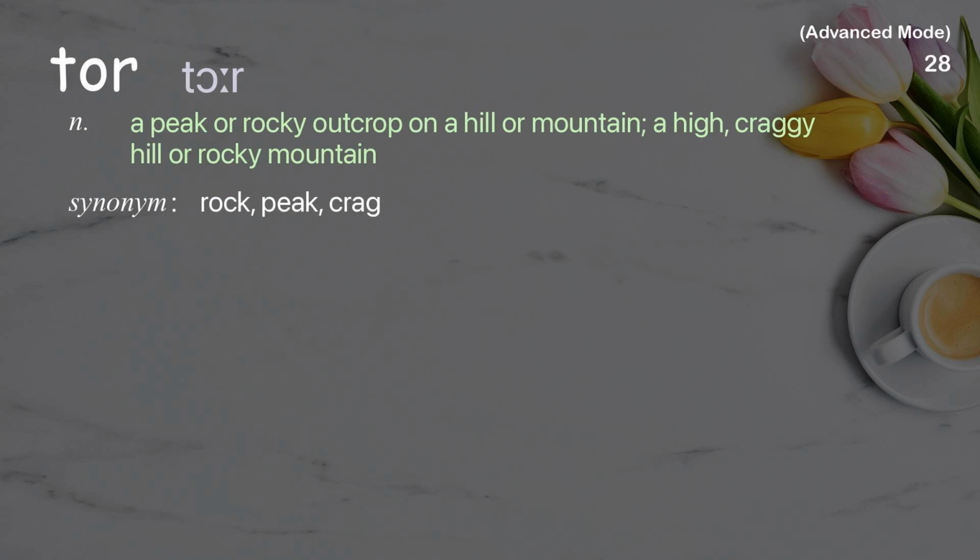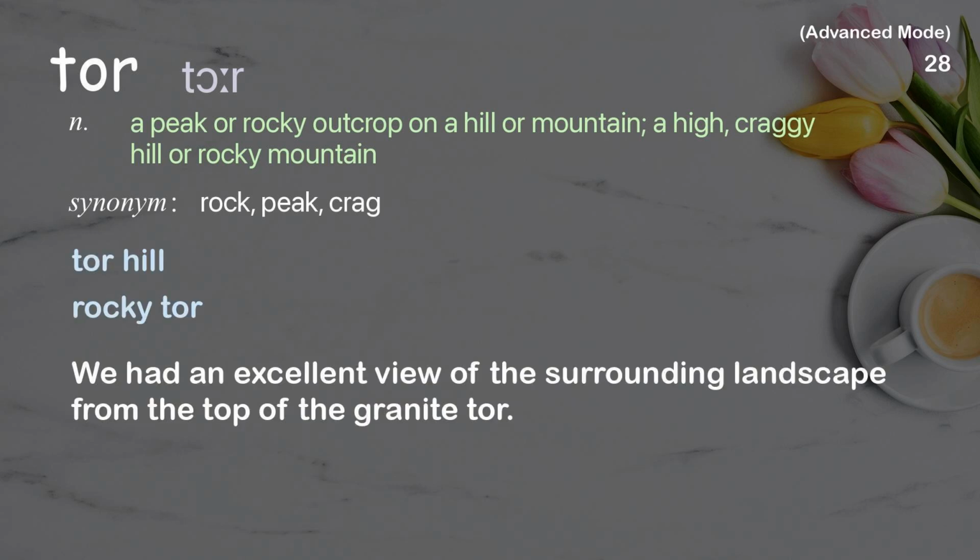Tor. A peak or rocky outcrop on a hill or mountain, a high, craggy hill or rocky mountain. Examples: Tor Hill. Rocky Tor. We had an excellent view of the surrounding landscape from the top of the granite tor.